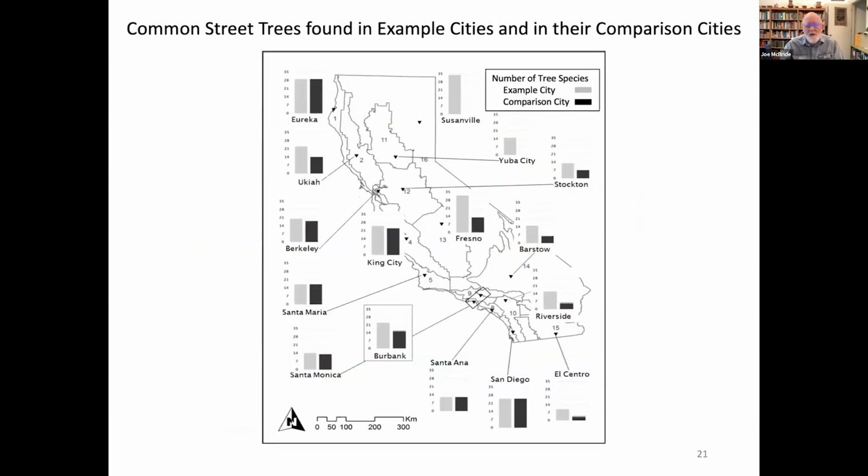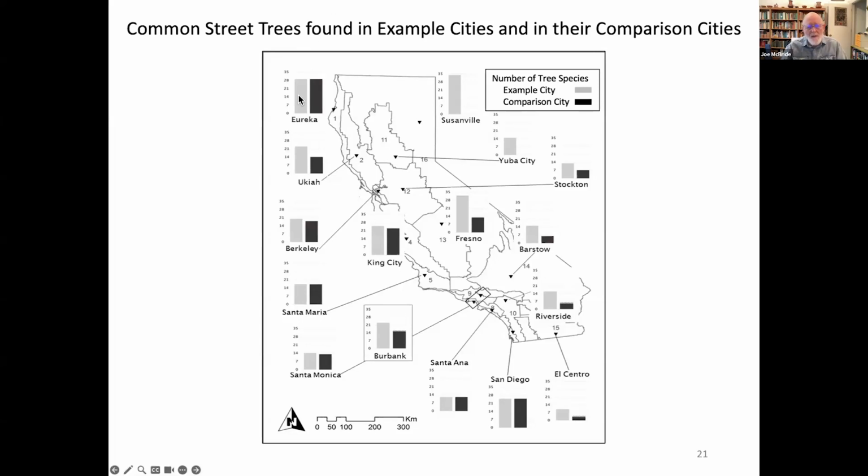This is a summary slide of the 16 cities that we used in our particular study, showing in gray the number of species that made up the top 20% of canopy cover in the city, or I should say the top 20 numbers of trees in the city. And the black bars show the number that are predicted to survive in the year 2099.